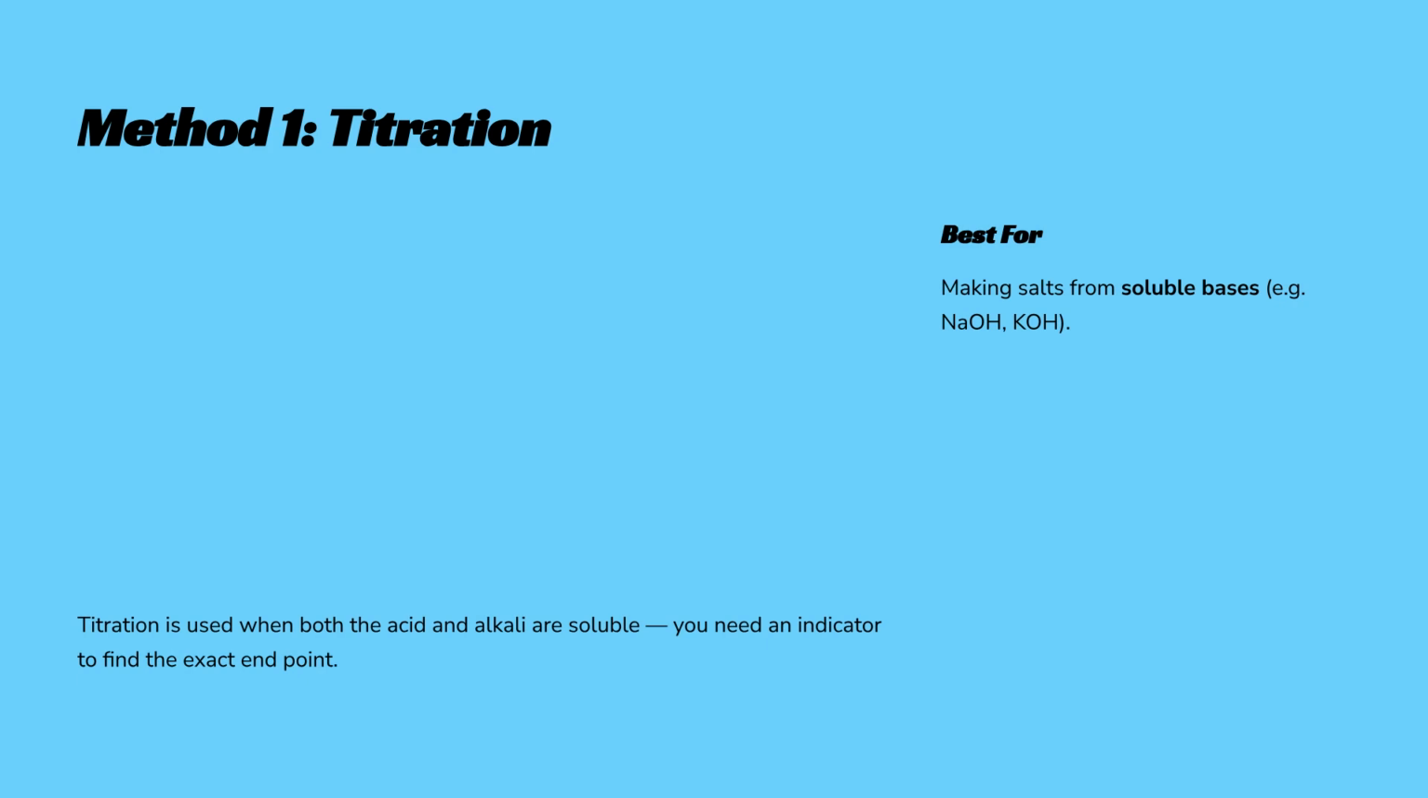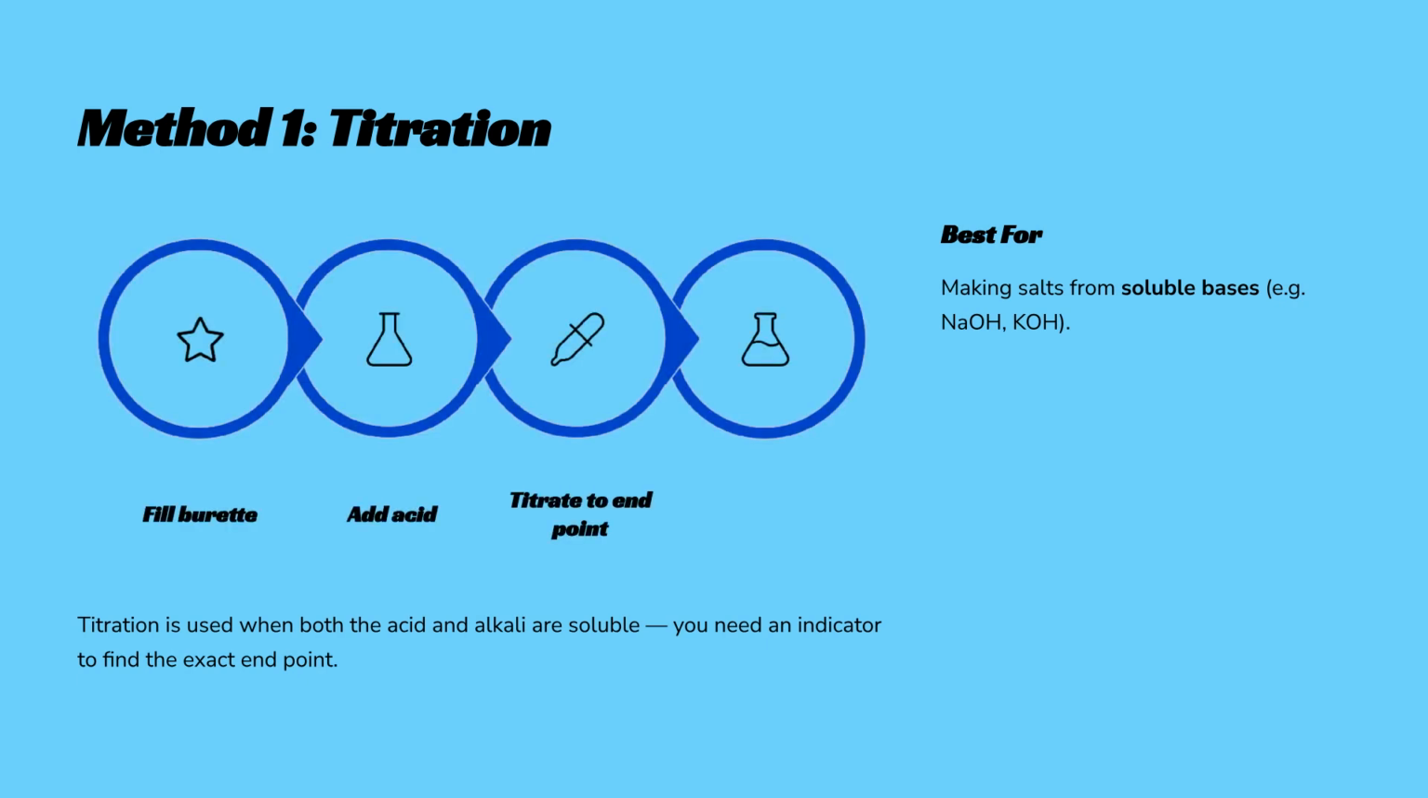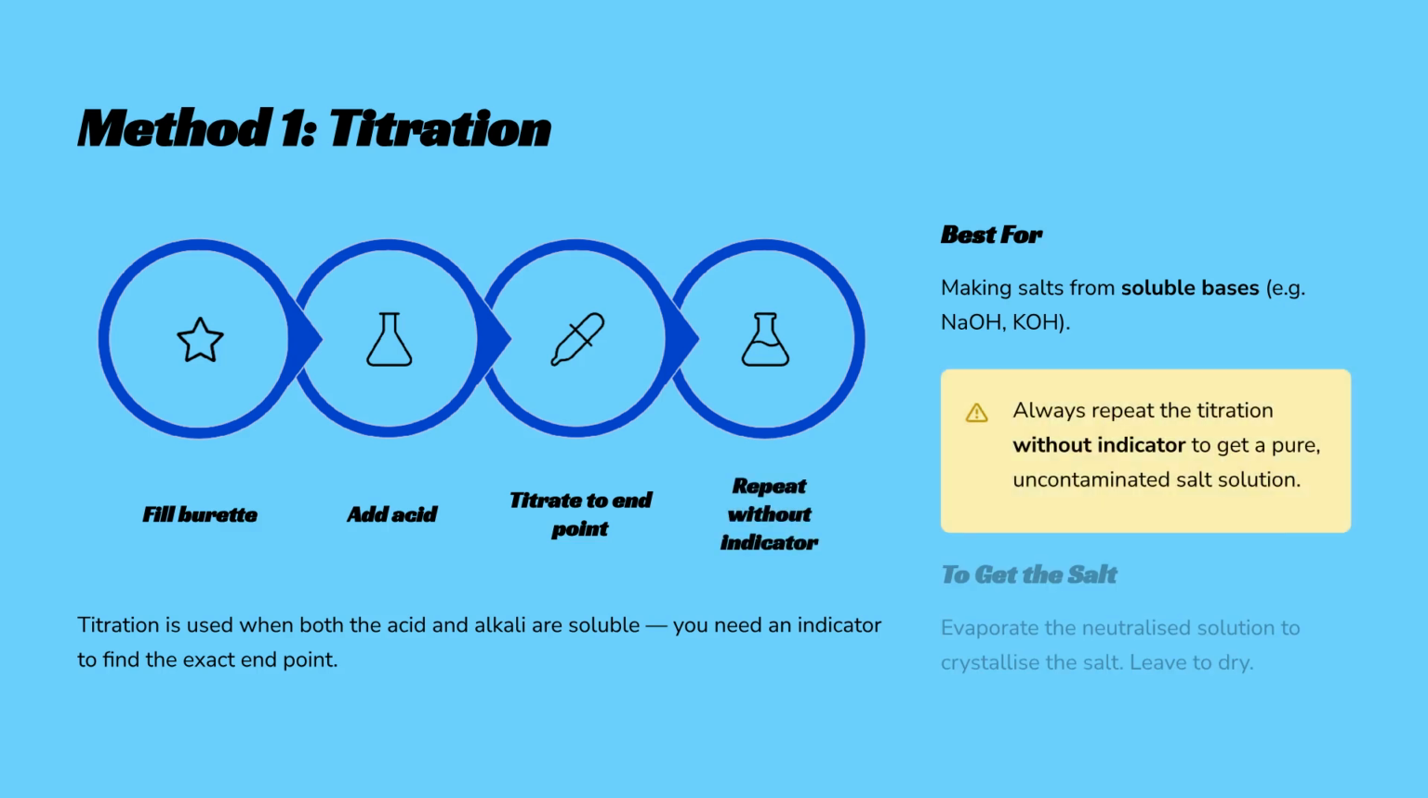Method 1. Titration is used when both the acid and alkali are soluble, like making salts from soluble bases. You use an indicator to find the endpoint, then repeat without the indicator to get a pure salt solution, which is then evaporated to crystallize the salt.